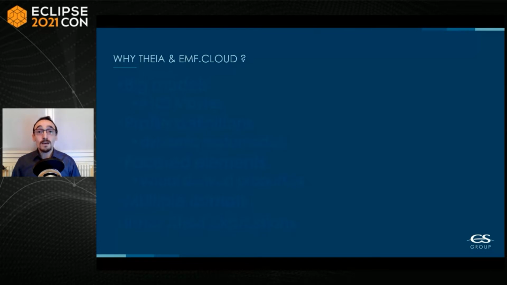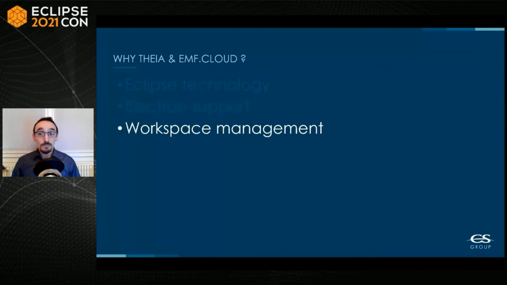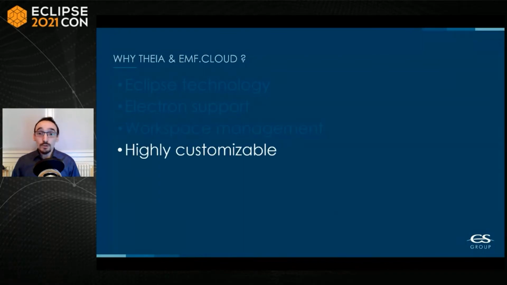Why use Theia and EMF.cloud? It's all Eclipse technology, so we have a consistent ecosystem with compatible licenses and technologies. We use EMF and Xtext, and it makes sense to look for the cloud version. It has Electron support, so we can have offline usage, which is not obvious with web technologies. It has workspace management. It requires only a few adjustments to present what we already had with the Eclipse workspace. It's highly customizable. We can rip off some parts, add whatever we need. So it was the obvious candidate for the Disco UI.